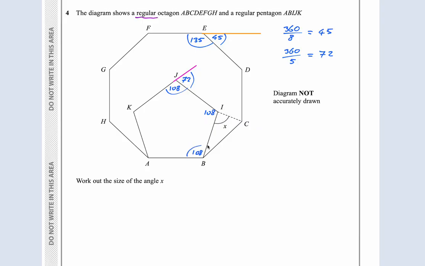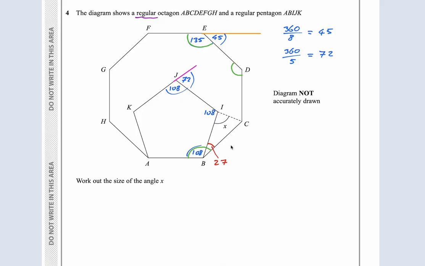Okay, so this is 108. Now we said that the interior angle of the octagon is 135. So if this is 135 and this is 135, then this whole angle here is 135, which makes this smaller angle here, this one, 135 minus 108, which is 27. There we go. That's 27.